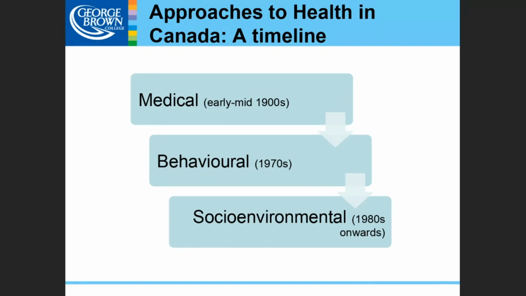Then we advanced from the medical approach in the 1970s. We took a behavioral approach to health. Here we look at things like lifestyle and personal choices, and we consider a patient's behavior and their choices as being responsible for their health. There's a big onus on the responsibility of the patient for their own health.